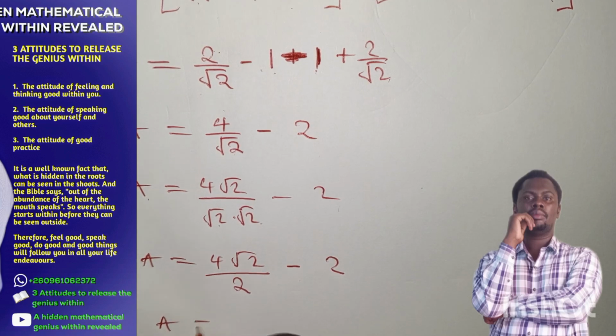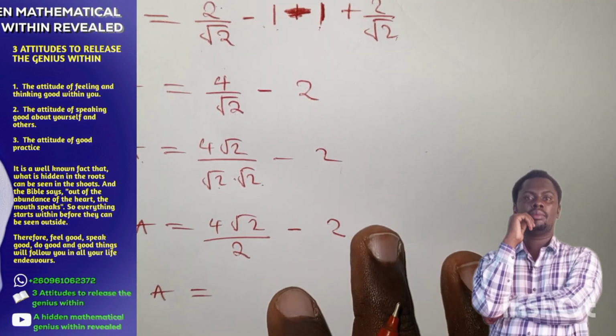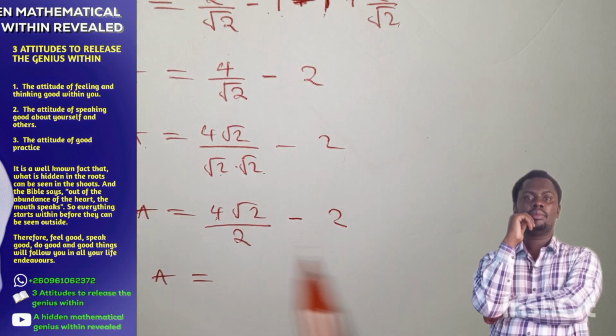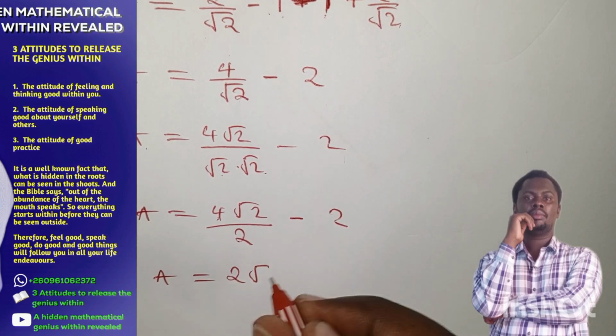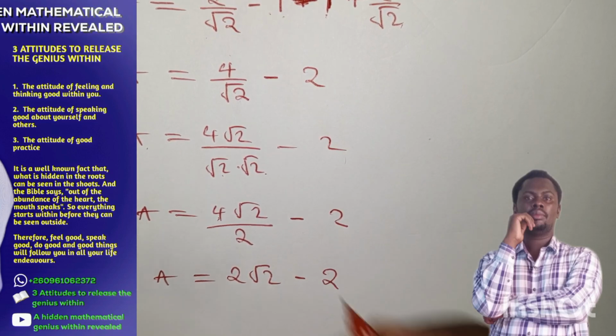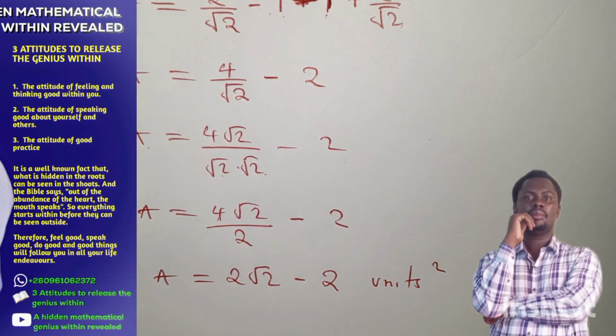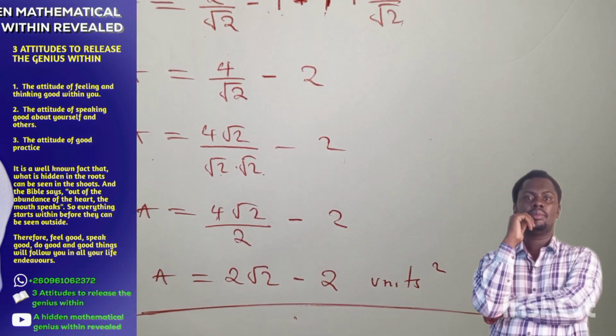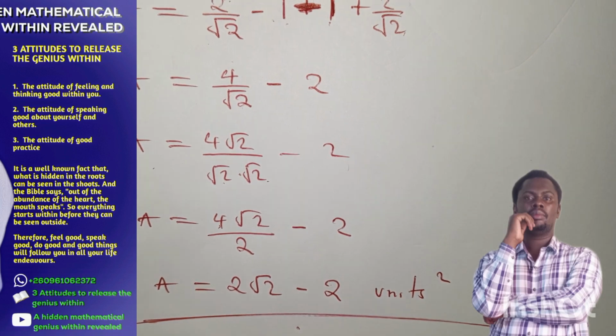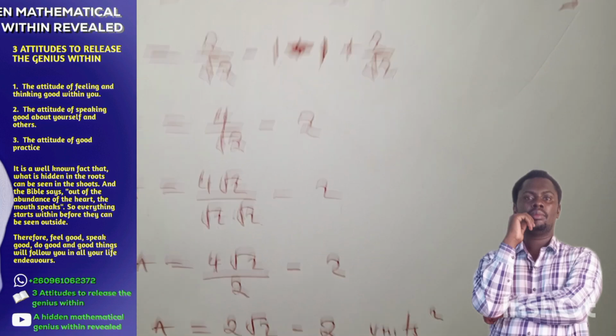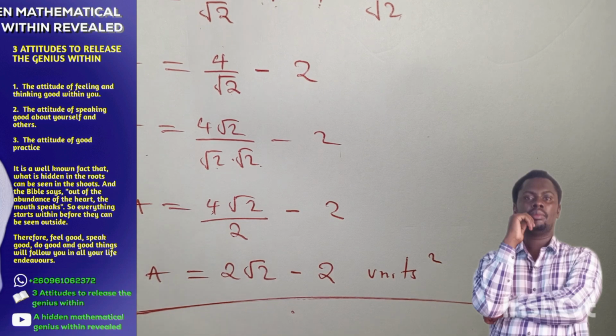So area is equal to 2 in 4, that is 2, then square root of 2 minus 2. So this is units squared. So this is the area bounded by the curves y is equal to cos x, y is equal to sin x, x is equal to 0, and x is equal to pi over 2.